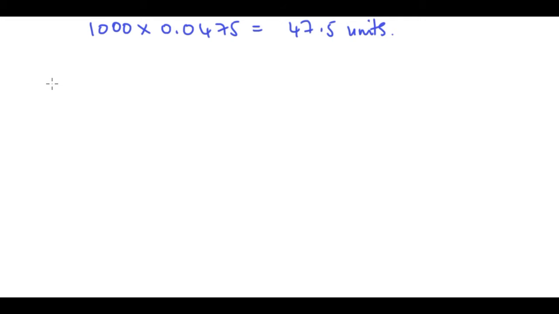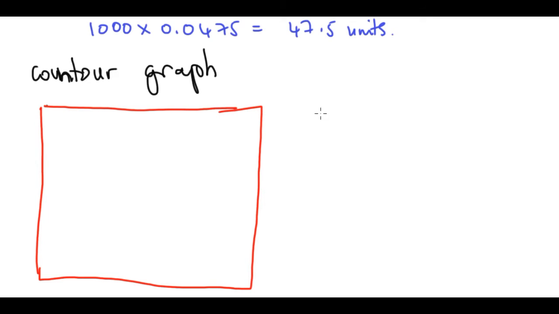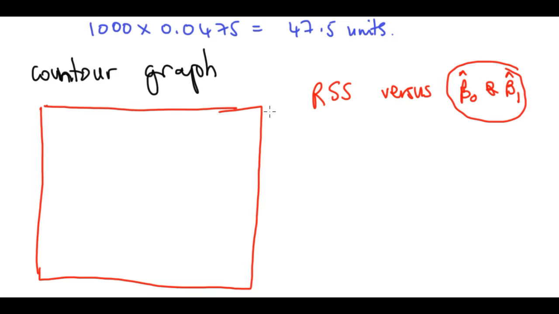We talked about RSS, right? What you can actually do is plot a contour graph. A contour graph basically connects values. It draws circles around areas that have equal value. Here we want to plot our RSS versus beta naught and beta 1. So for each combination of beta naught and beta 1 that we can get from our data, let's plot the RSS.